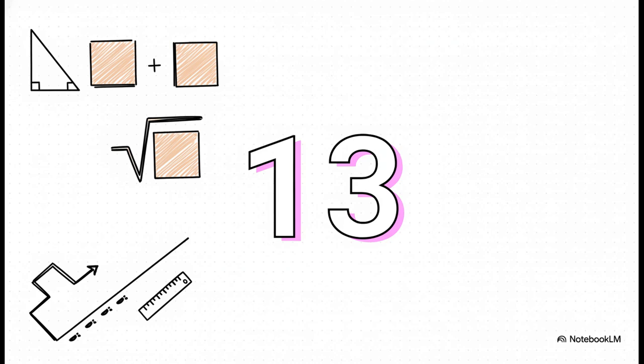We take our 2 legs, the length and the width of the park. 12 squared is 144, 5 squared is 25, add 144 plus 25, and we get 169. Now that 169 represents the diagonal distance squared. To find the actual walking distance, we just take the square root of 169, and the math lands perfectly on a 13-meter diagonal path. Think about it.